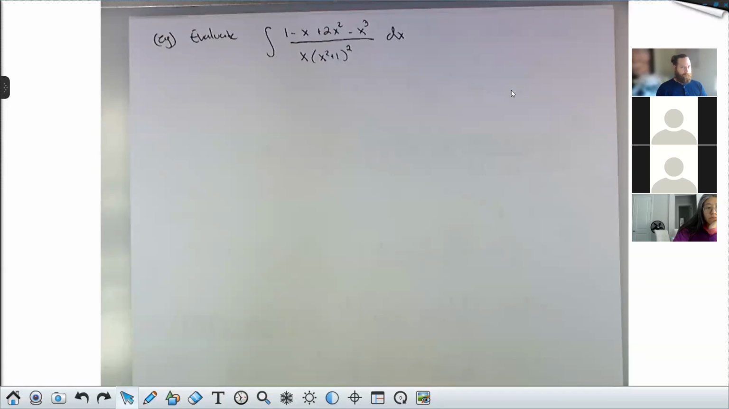Here's what we're doing. They factored the bottom already for us. That's quite nice of them. What is the degree of the top? Three. Good, 3, right? The top is a cubic polynomial. The largest power of x up there is 3. What's the degree of the bottom?